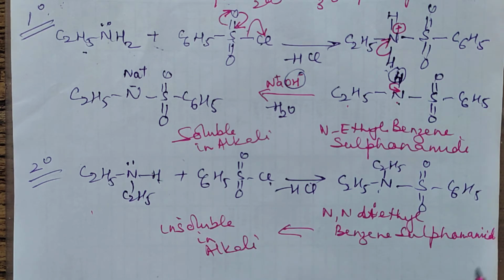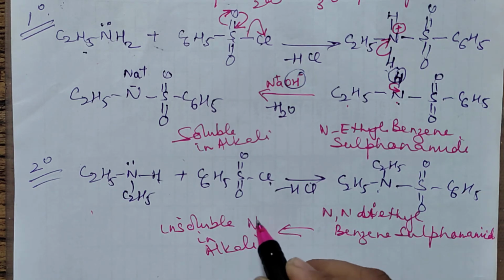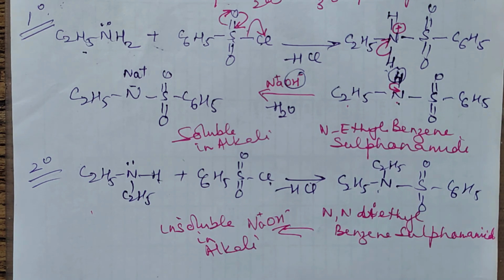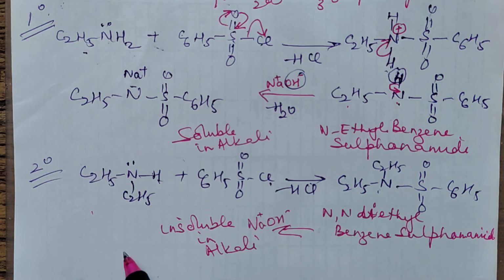Now why is it insoluble in alkali? You know, there is no acidic hydrogen. Suppose I use NaOH here also. This will give OH minus, but there is no H to be replaced. So we say for 2 degree it is insoluble in alkali. Right? Now in this only, please note down. I will explain here only what will happen if I use 3 degree amine. Okay, noted. Now, suppose I am using 3 degree.